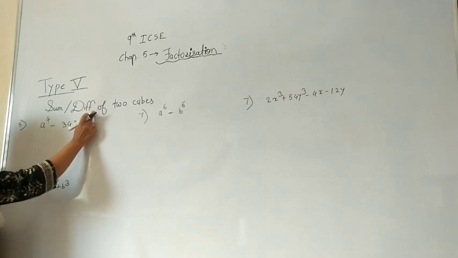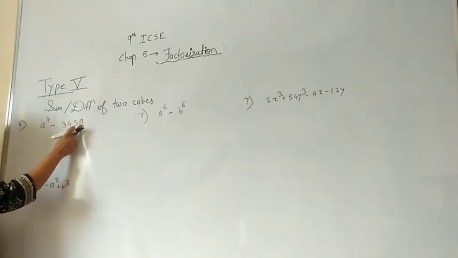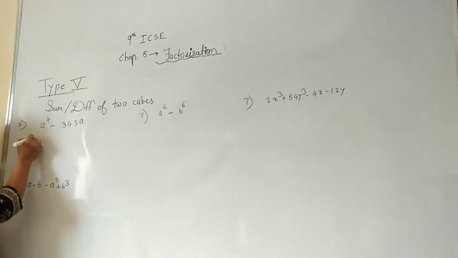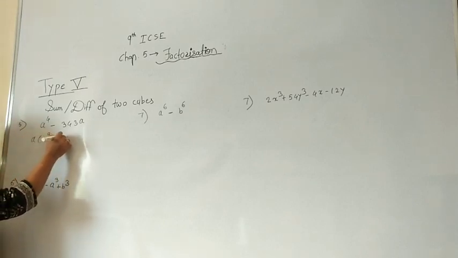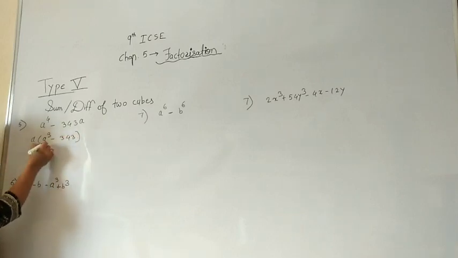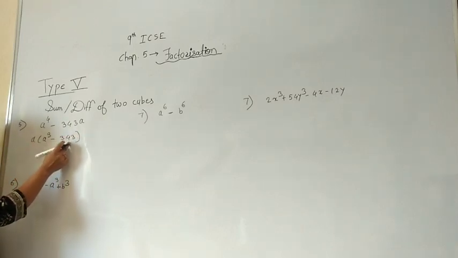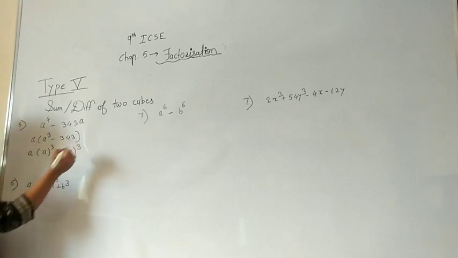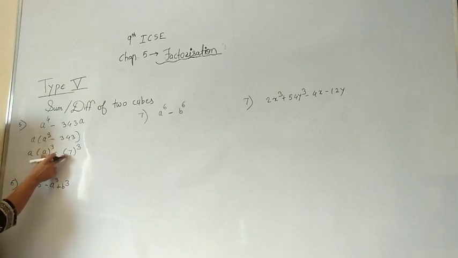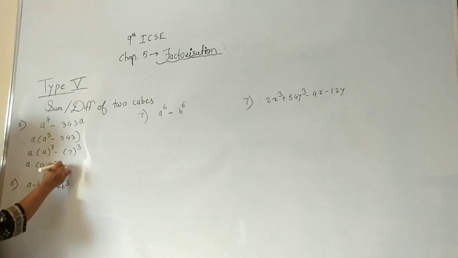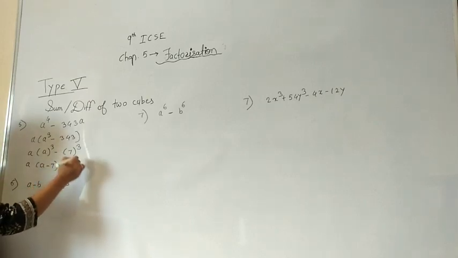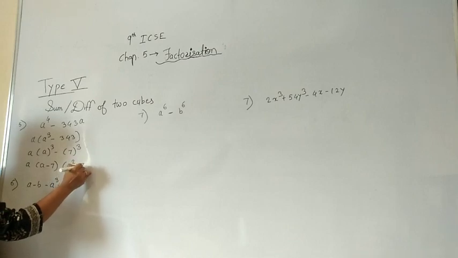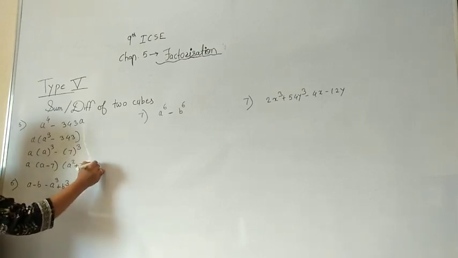Difference of two cubes, and here a raised to 4, here also a. So take one a common, a cube minus 343. Now 343 is a cube of 7, so that a cube minus 7 cube. Consider this as a, b cube, right? So factorize a minus b means 7, a square plus ab means 7a, plus b square means 49.